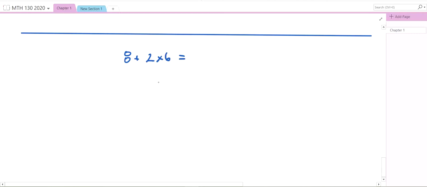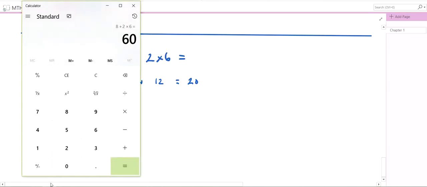We have to do multiplication first. This is 12 plus 8. It should equal 20. So what the Windows calculator is doing is 8 plus 2 is 10, times 6 equals 60. So it's not following order of operations. You need to be careful with your calculators.